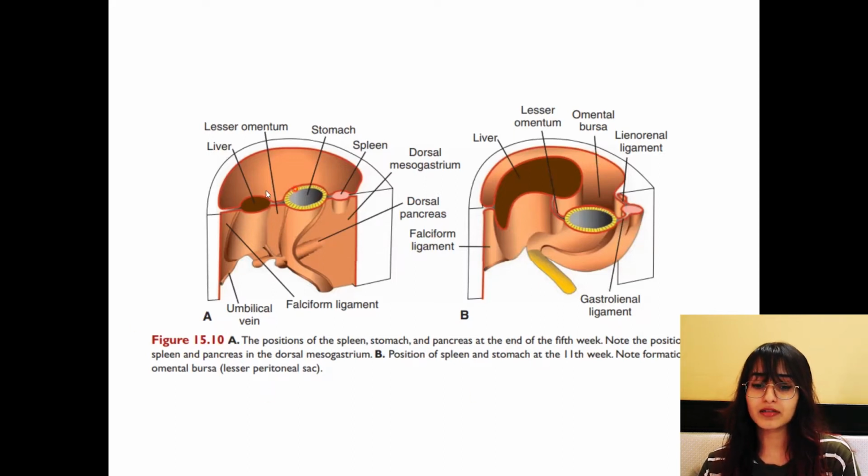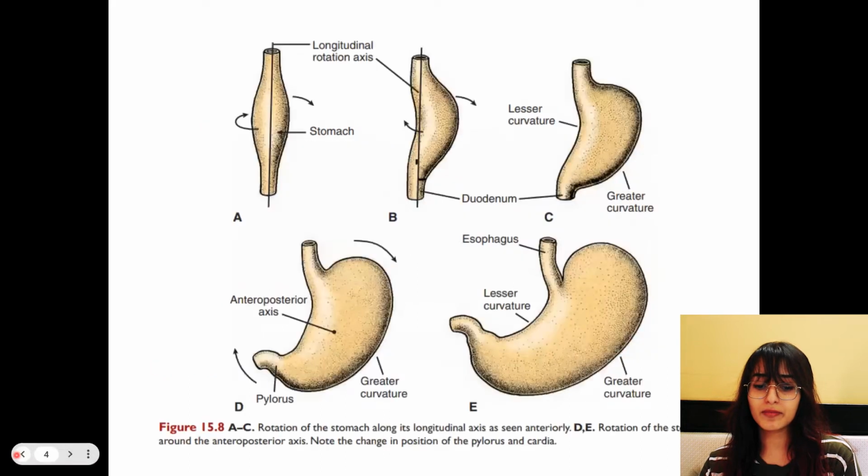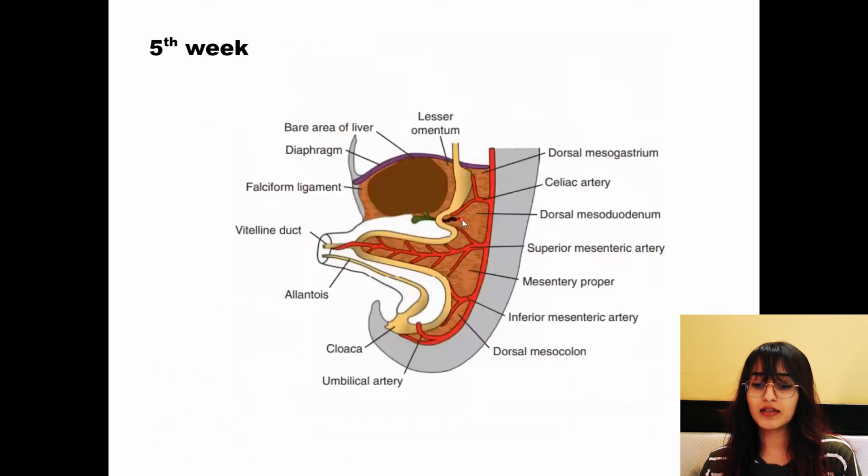Now remember, the lesser sac was only present till the level of duodenum. I'll be drawing it on my whiteboard and you can draw it along with me so it's easy to understand. And for hollow organs, I'll be using my bangles. So let's start with the horizontal section.